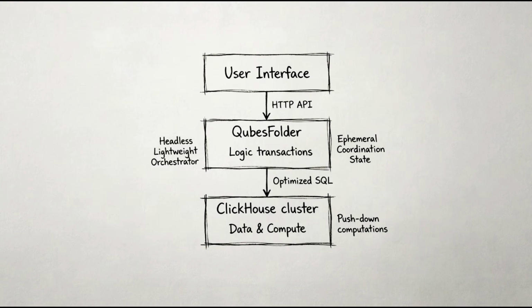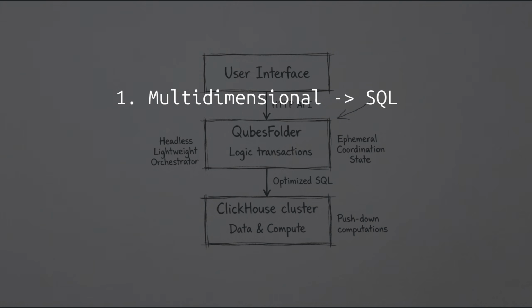Unlike modern OLAP architectures that separate storage and compute, QubesFolder uses a compute pushdown approach, moving calculations directly to the data. All heavy lifting is done by ClickHouse vectorized engine, processing data right at the storage layer. QubesFolder acts as a lightweight translation service with 3 core functions. First, converting multi-dimensional queries into highly optimized SQL.